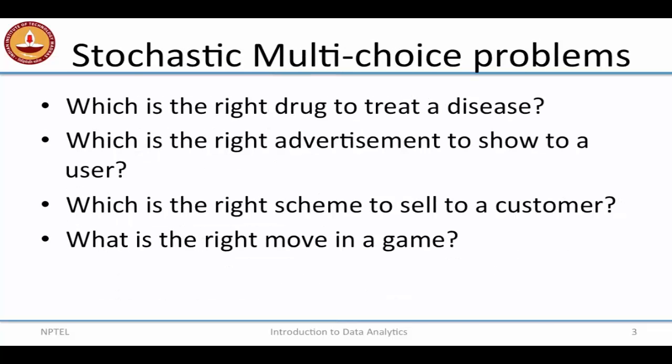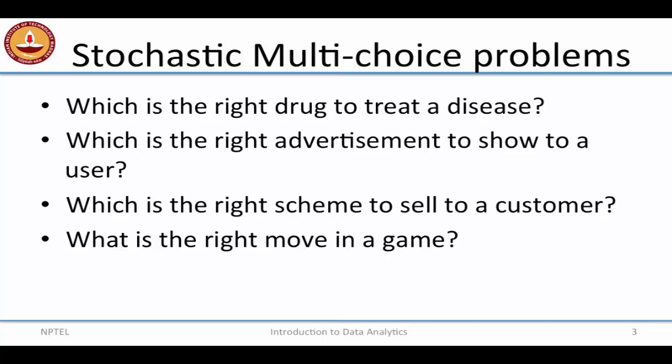So these come up in a variety of settings. I was just talking to you about the drug to treat a disease. You could think of more mundane things like what is the right advertisement to show to a user who comes to your web page, or what is the right insurance scheme to sell to a customer whom you are trying to canvass, or if you're playing a game, what is the right move to make, or what's the right movie to recommend to a person. So there are many different situations where we have similar situations arising.